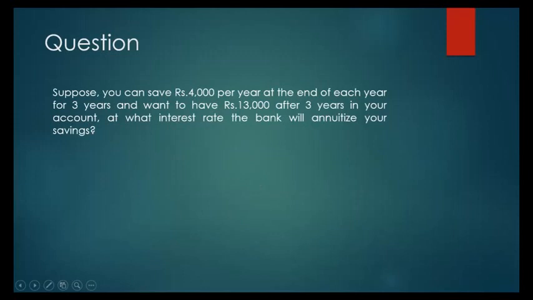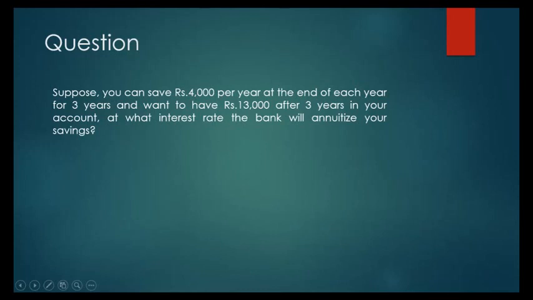Suppose you can save 4,000 per year at the end of each year for 3 years and want to have rupees 13,000 after 3 years in your account. At what interest rate will the bank annuitize your savings?